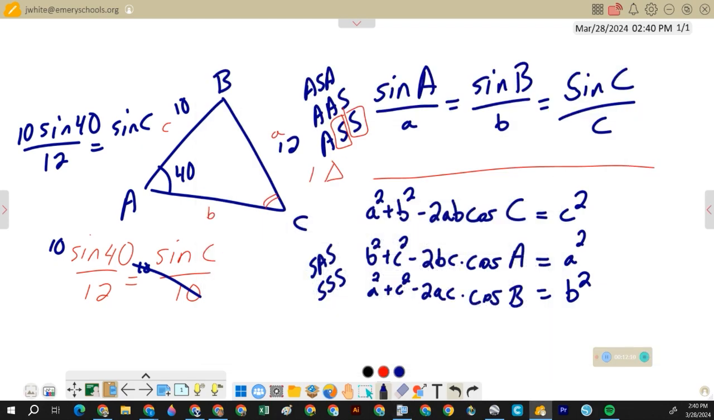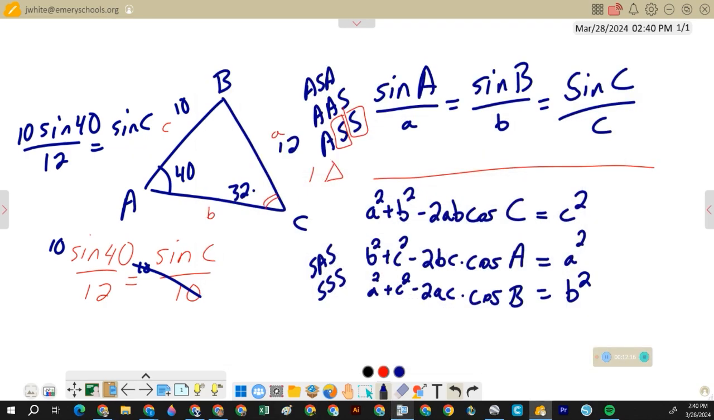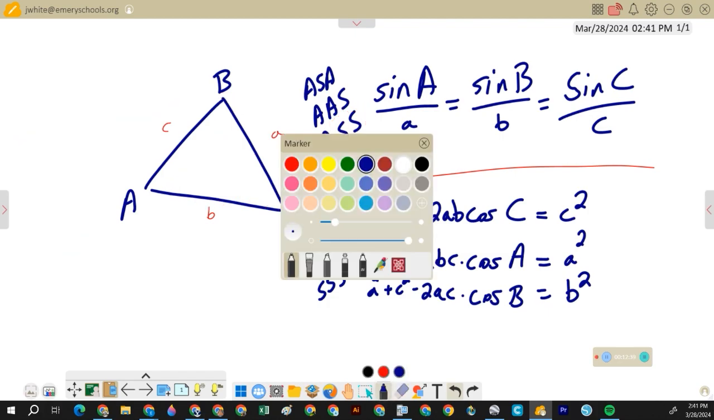And you probably want to use more decimals than that: 32.3884. Okay? And now if I want to find this angle, that's easy. We just add those together and subtract from 180. And then once I know this angle, I can use the law of sines to figure out side B. That is when you have one triangle, when the second side is longer than the first.